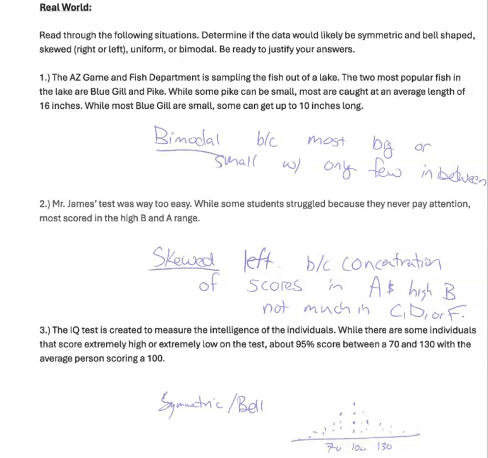The next one says Mr. James's test was way too easy. Some students struggled because they never pay attention, but most scored in the high B or A range. That is saying that most of the data points are going to be either on the left or the right. In this case, it's most of the data on the right. And as we just said, oddly, when all the data is on the right, we call that skewed left, because if you got your bell curve, grabbed it and dragged it, you would have to drag it to the left for it to be the shape of a skewed graph.